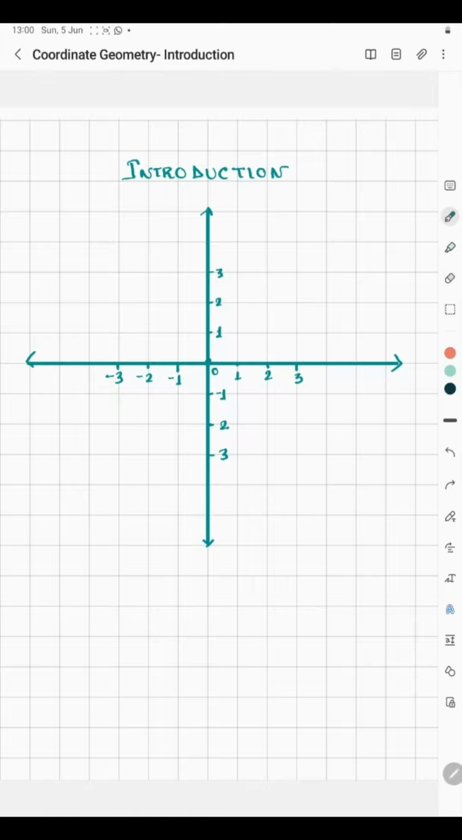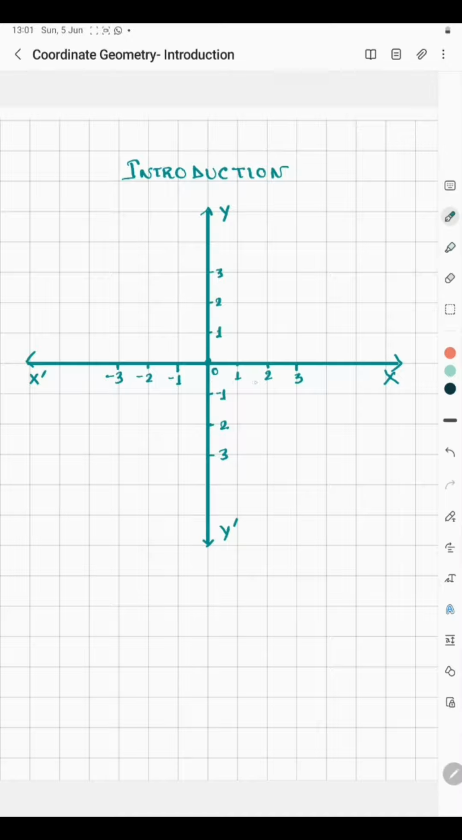So here we have two lines. One is horizontal. The horizontal line is known as x and x dash. Right side of 0 is x and left side of 0 is x dash. And the vertical line is known as y and y dash. In the upper part is y and in the lower part is y dash. And the two lines meet at point O. O means origin. The two lines intersect at the origin.